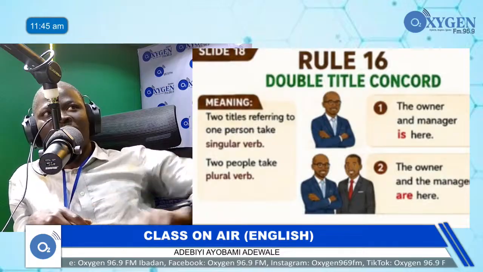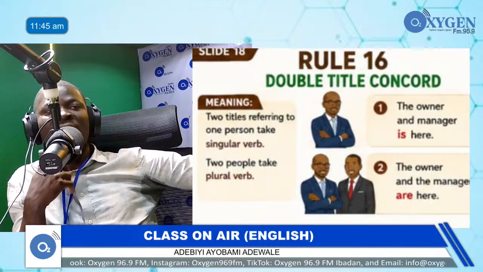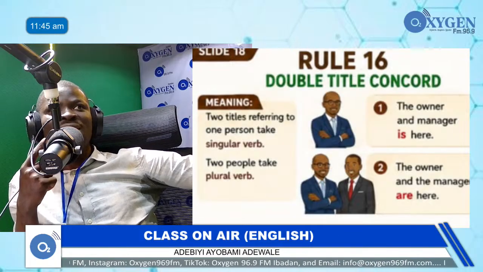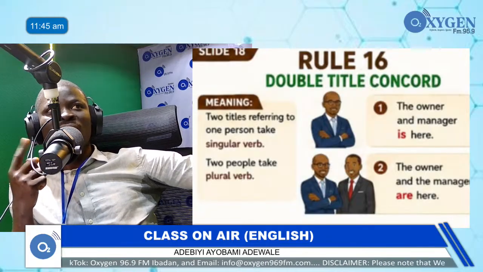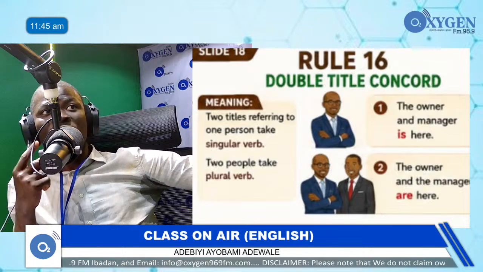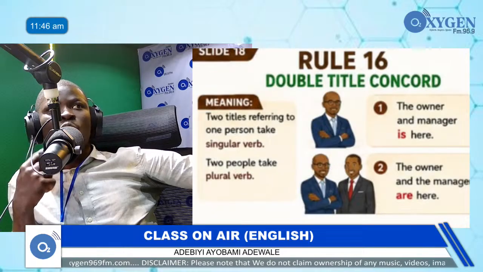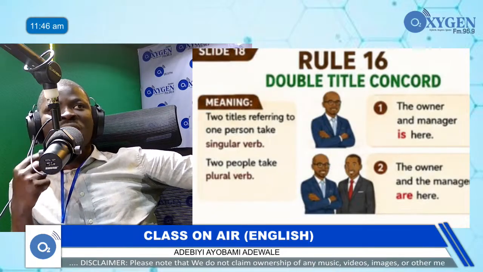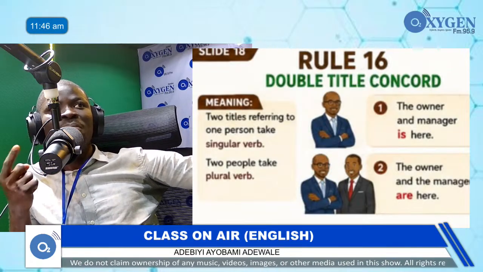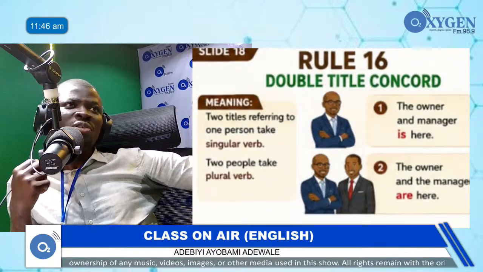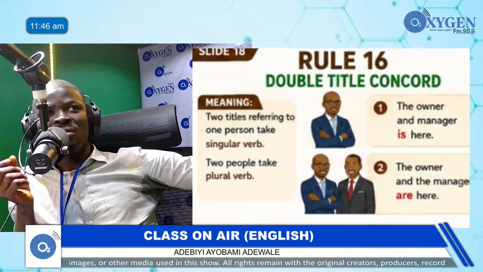Look at the example we have here. The owner and manager is here. The owner is the same person as the manager, and the manager is the same person as the owner. How do we know that they are both? It is the exclusion or the removal of the article "the" before manager. If I had read, the owner and the manager are here, it would mean that the owner is another person entirely from the manager, and the manager is another person entirely from the owner. Just take close cognizance of how language users use the definite article there.